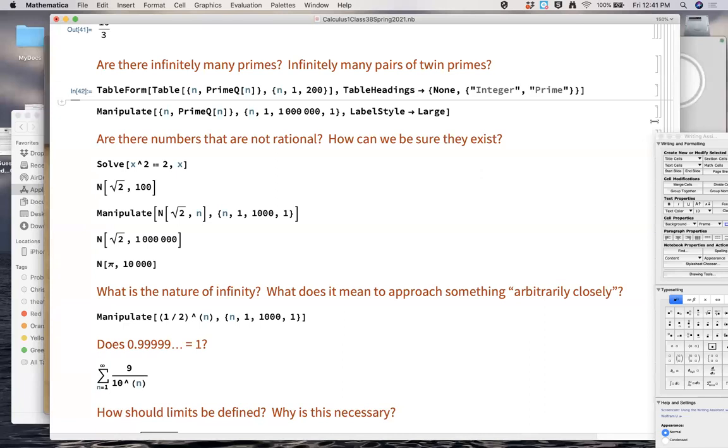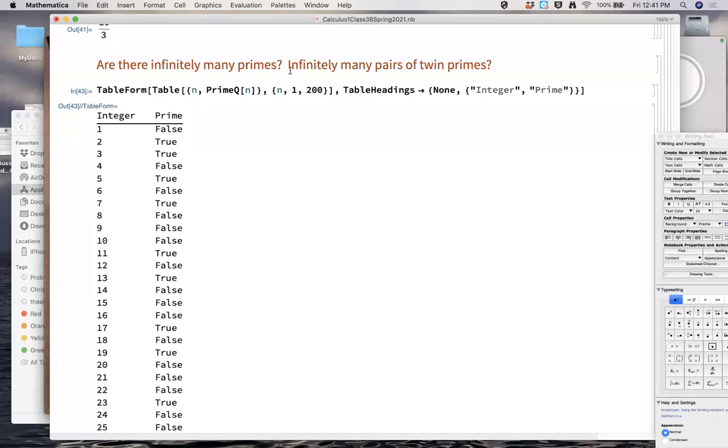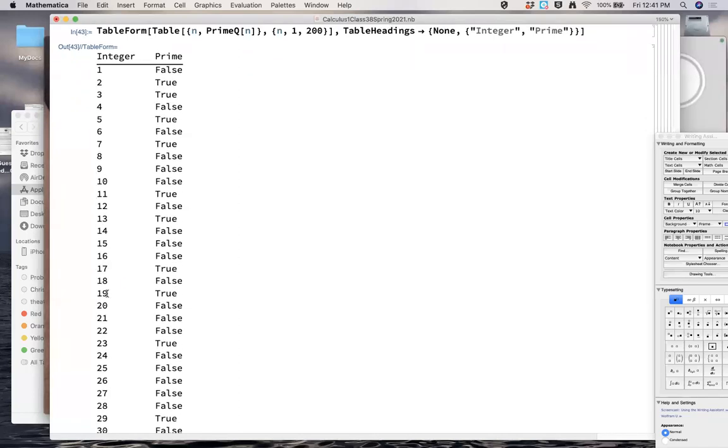So you might wonder, do the primes ever end? The answer is no, there are actually infinitely many primes. And that's actually fairly easy to prove. However, there are also things called twin primes, which are 2 apart, like 5 and 7 are 2 apart, and 11 and 13 are 2 apart, 17 and 19 are 2 apart.